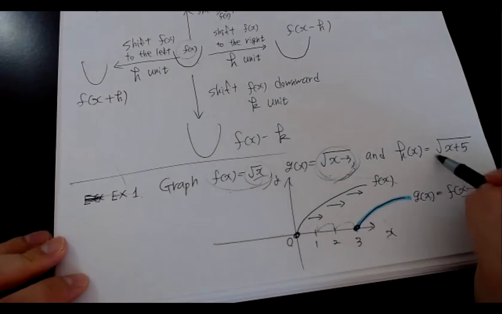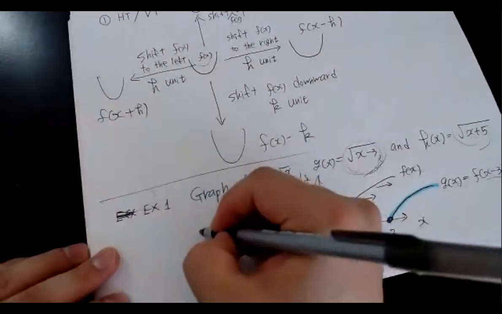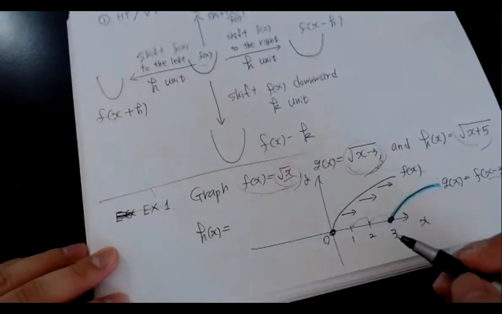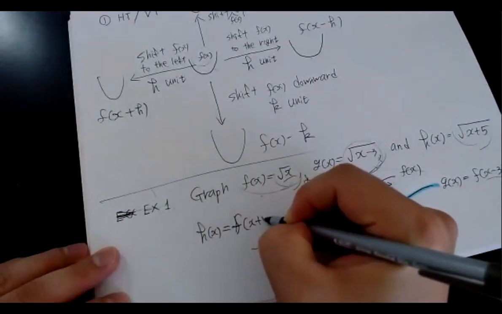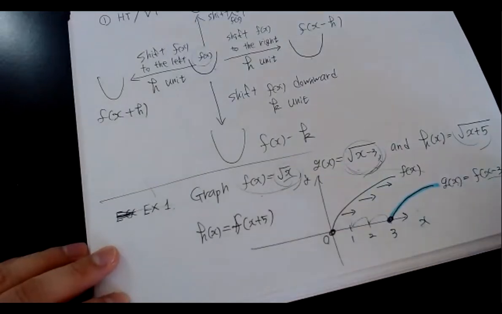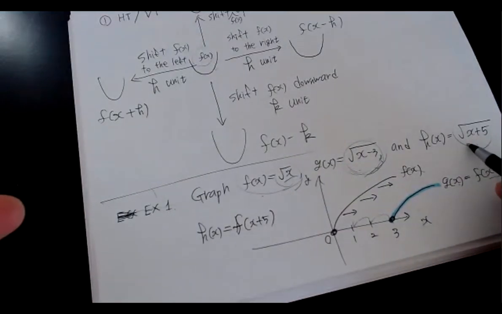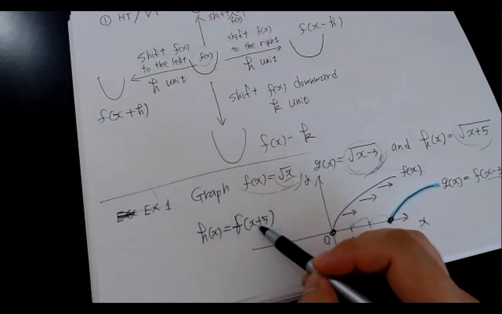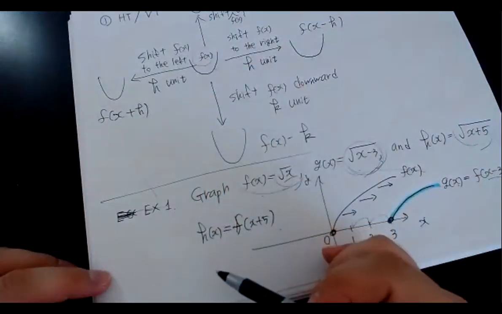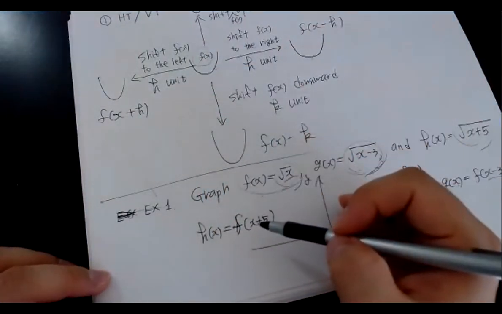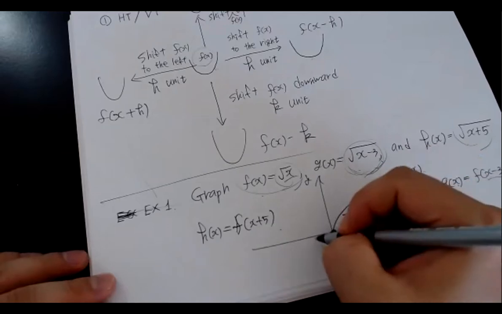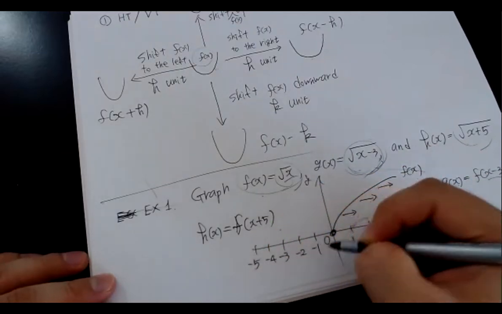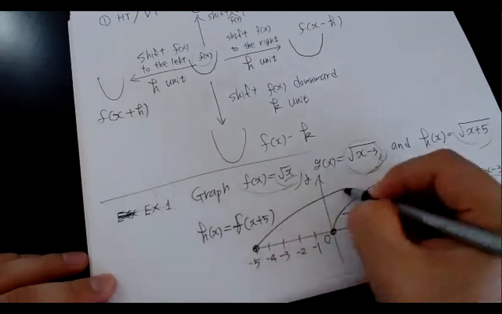Now, what about the square root of x plus 5? Same strategy. h of x is equal to f of what? f of x plus 5, right? Because I express the square root of x plus 5 in terms of f of x. Replacing x by x plus 5 means shifting the graph of f of x to the left 5 units. So 1, 2, 3, 4, 5, negative 5 right here. Then the graph is like this.